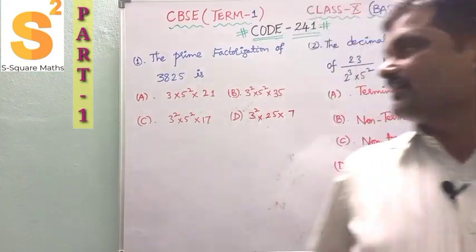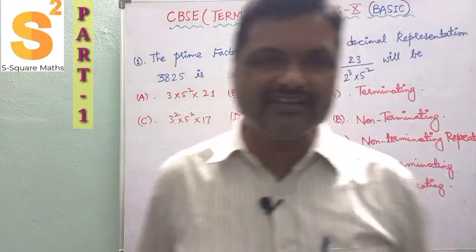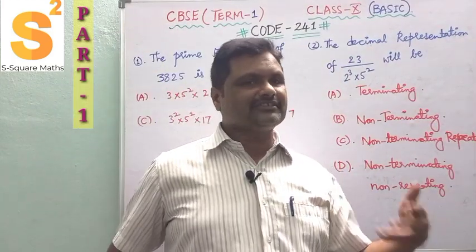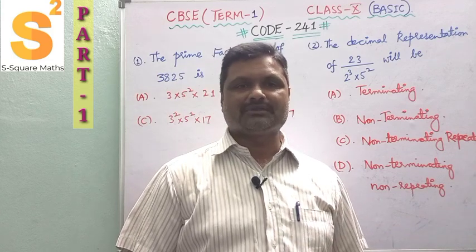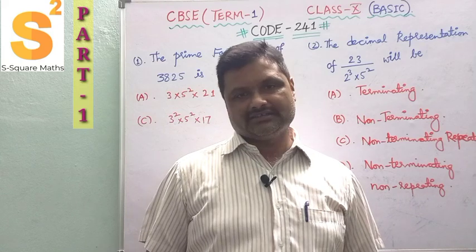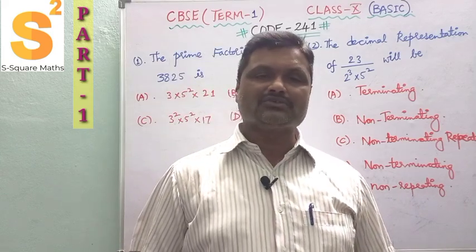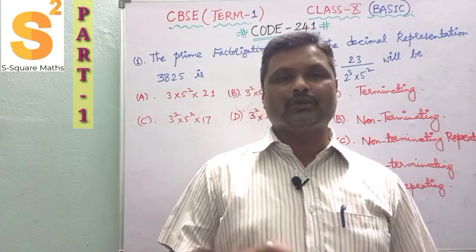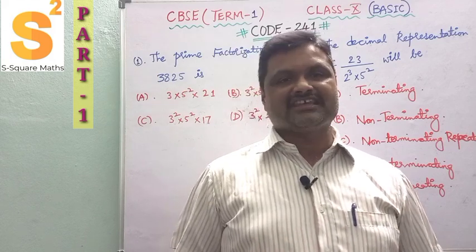Here two questions are given. The first is the prime factorisation of 3825, with options given. You already know very well that 40 MCQs will be given, and the next 10 marks will be another type. So you have to face the 10 MCQs in the Term 1 objective type examination. I am going to explain in this series of classes in the easiest way.